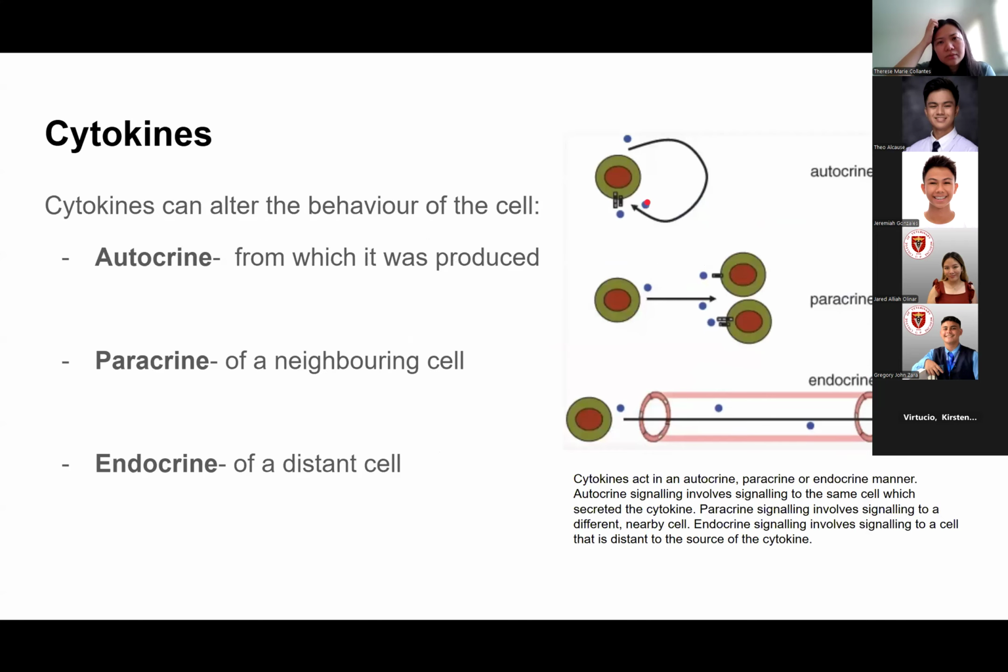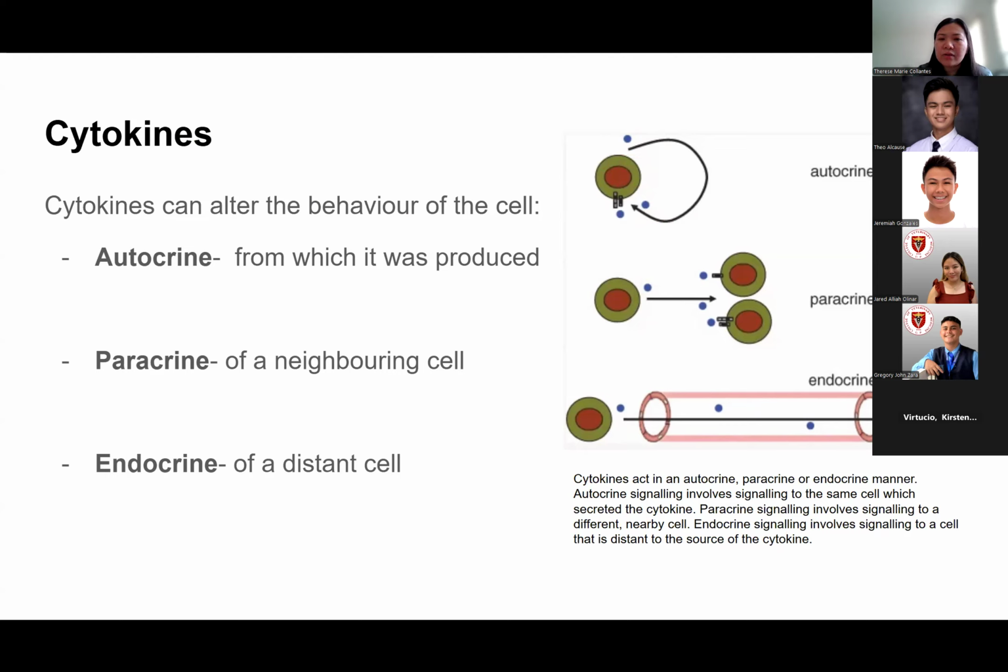We weren't able to mention this grouping in the previous lecture, but it's important to understand that cytokines can alter cell behavior in three different manners: the autocrine, the paracrine, and the endocrine response. What does this mean? Autocrine means that it acts on itself. We have the release of a cytokine, and that cytokine will loop back and have an effect on the same cell from which it was produced.